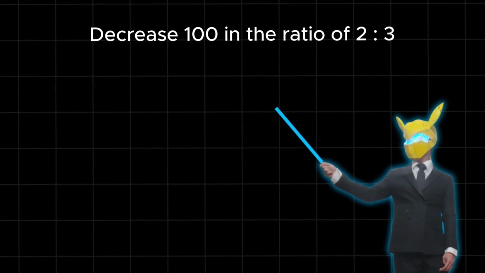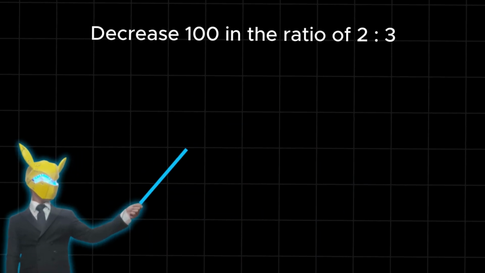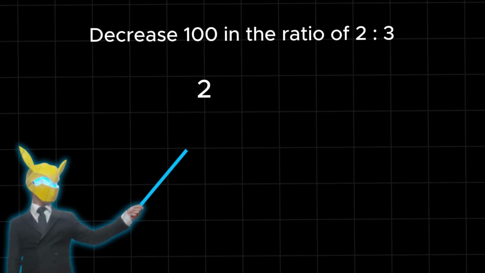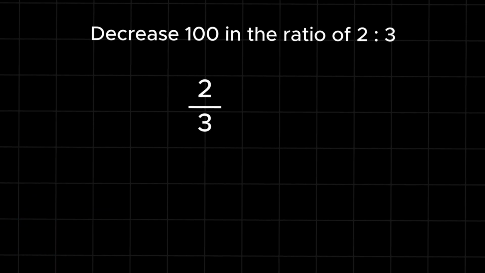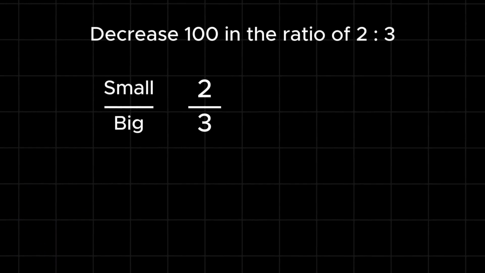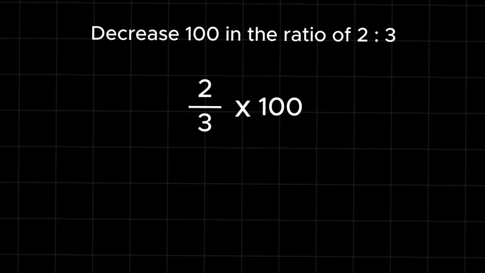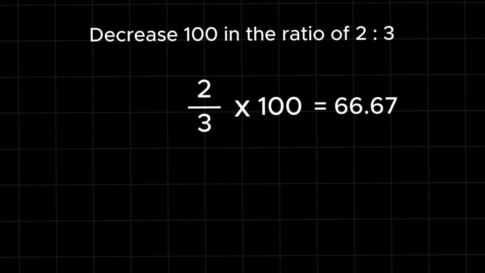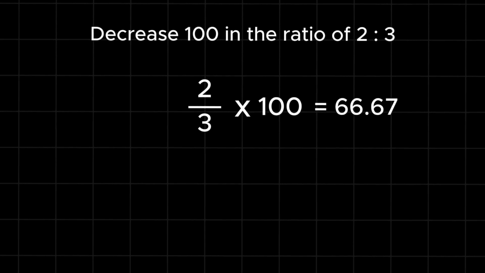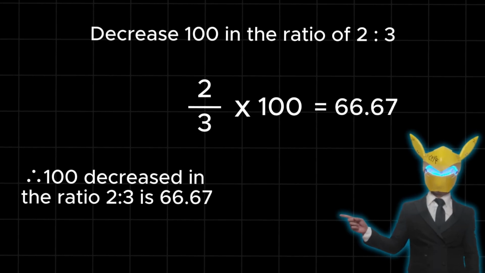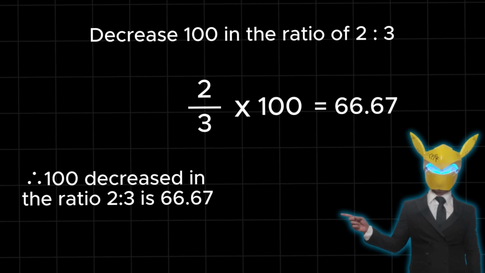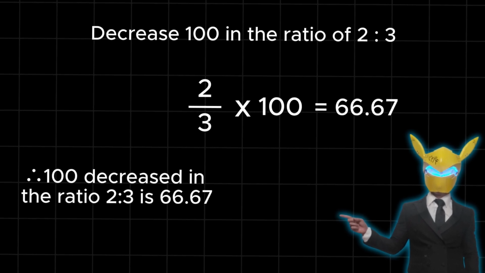Next, decrease 100 in the ratio of 2 to 3. Whenever you decrease, you take the smaller number in the ratio and divide it by the bigger number. Smaller number on top and bigger number on the bottom. So we have 2 over 3 times 100, which equals 66.67. Therefore, 100 decreased in the ratio of 2 to 3 is 66.67.